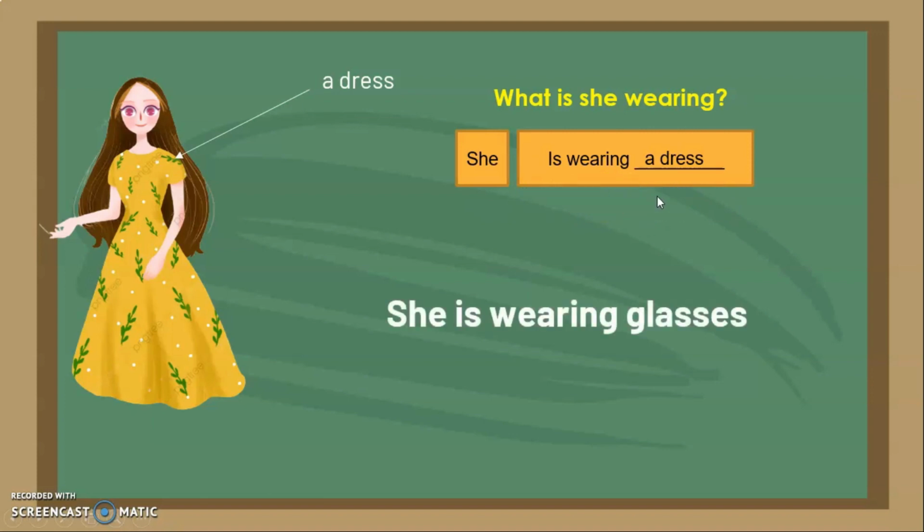Besides this, we can also say, she is wearing glasses. Again, we do not put "a" in front of glasses because glasses refer to more than one thing.